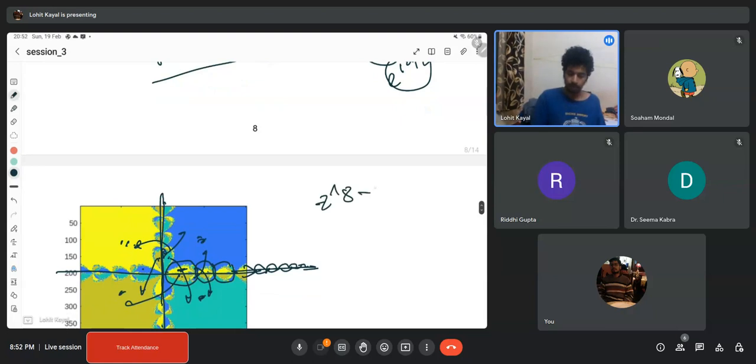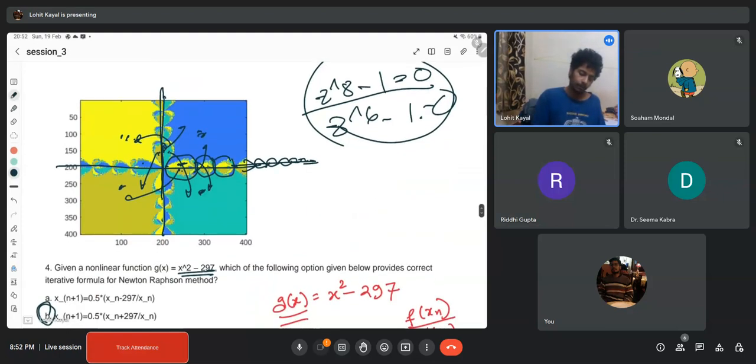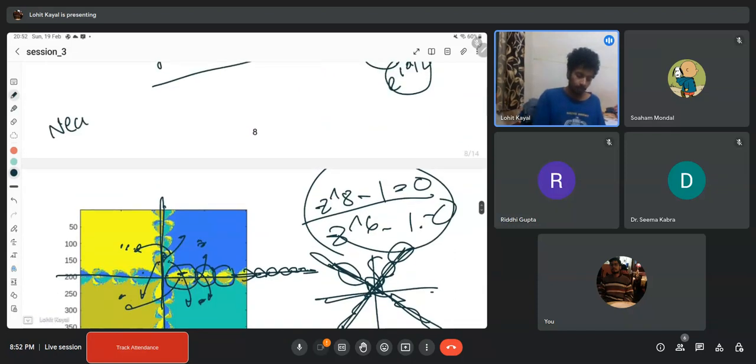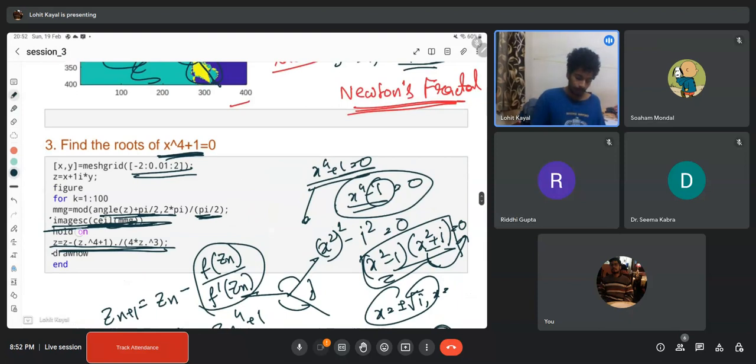Just write z to the power 8 minus 1 equals 0, or z to the power 6 minus 1 equals 0, and you will see that a similar kind of pattern comes. For z to the power 6 minus 1 there will be 6 roots, and for z to the power 8 minus 1 you will get 8 different colors, something like that. Again, this is known. If you are interested, you can search on Google for what a Newton fractal is, and we can generate it using the Newton-Raphson technique.